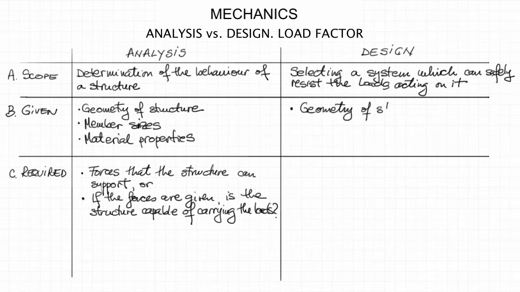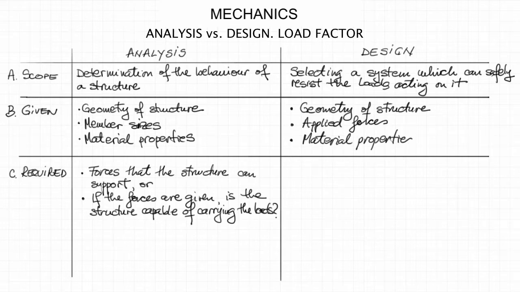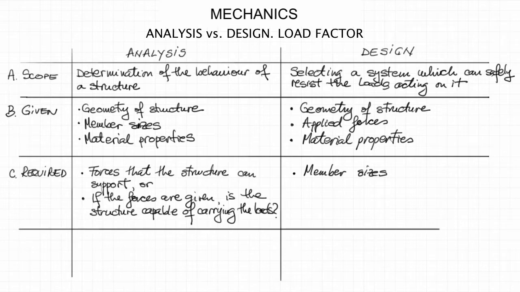For design, we are given again the geometry of the structure. So we know the dimensions, we know the configuration, we know how the structure looks overall. We know the forces that will be applied, that the structure will have to carry safely, and we know the material properties because we know what the structure will be made of, and hence we know the properties of that material. What we need to find and determine are the sizes of the members in a structure such that the structure can carry the loads safely.